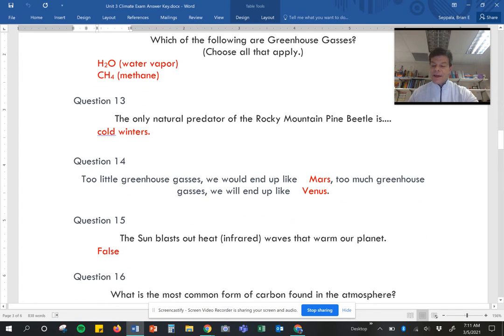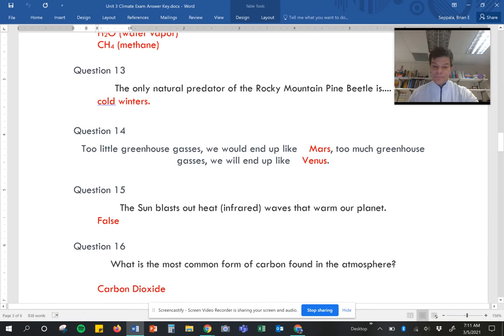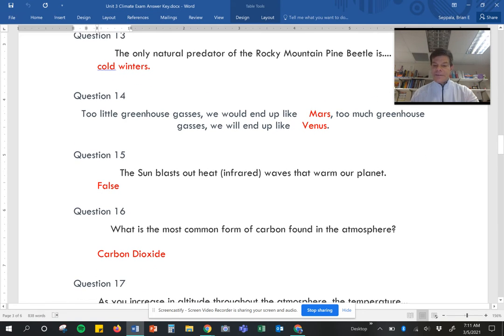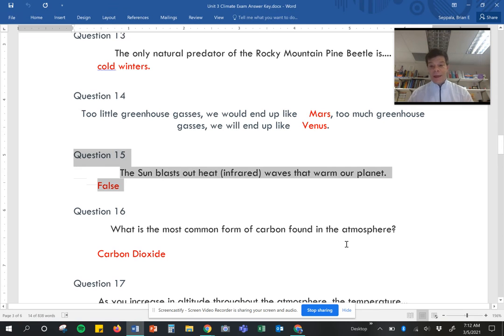Too little greenhouse gas were Mars, too many were Venus. The sun blasts out heat infrared waves that warm our planet. Okay, technically that is false. However, I want to be clear, a lot of people get misconstrued on this one. This question I am eliminating. That was your one-point curve. So the way that works is whether you got it right or whether you got it wrong, you got points for it. Okay, so everyone got a point for that one.